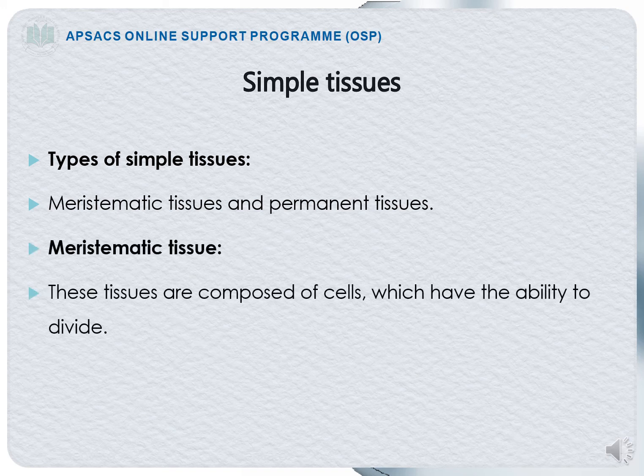Meristematic tissue. These tissues are composed of cells which have the ability to divide. As meristematic tissues are responsible for plant growth, they have the ability to divide. Like whenever you grow a seed, it will give rise to a plant and the plant will grow into a tree. Now you can see a clear difference. Who brought this difference? Actually meristematic tissues are present in the growing regions of the plant, and the growing regions of the plants are the roots and the shoots. That's why they have the ability to divide.